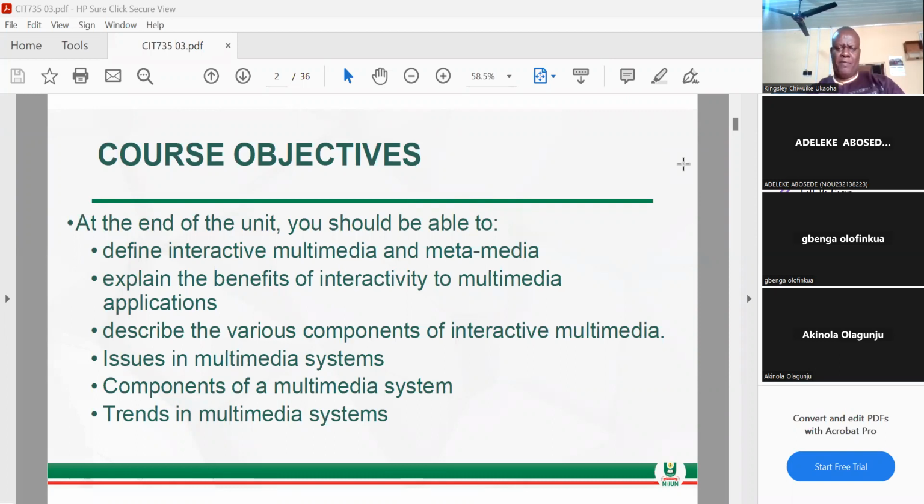Should be able to describe the various components of interactive multimedia and be able to list out issues in multimedia systems. Then, everyone that took part in the class should be able to also explain the components of a multimedia system. And lastly, be able to relate the various trends in multimedia systems.